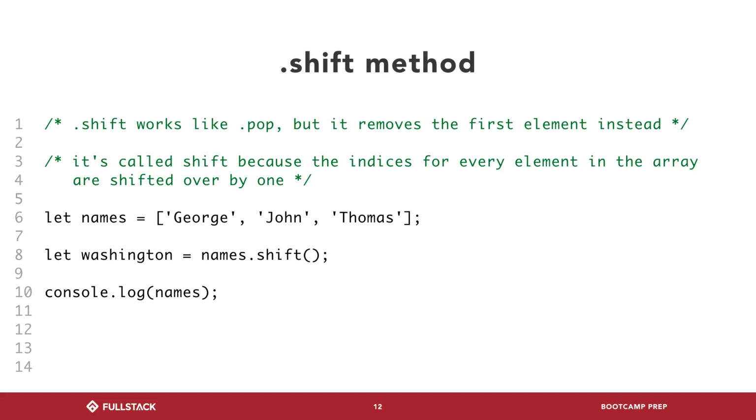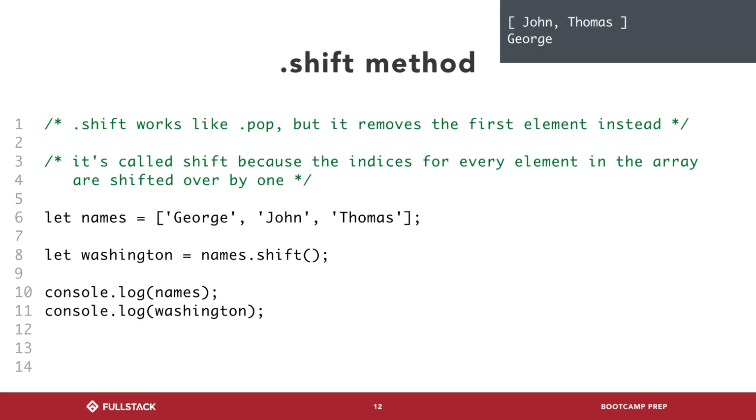And once again, shift can only remove one element. What it does is it removes the first element. Does it change the original array? Absolutely. We're taking away elements here. And then what does it return? It returns back the thing that just got taken away. So almost identical to pop, except it's the first element instead of the last one.